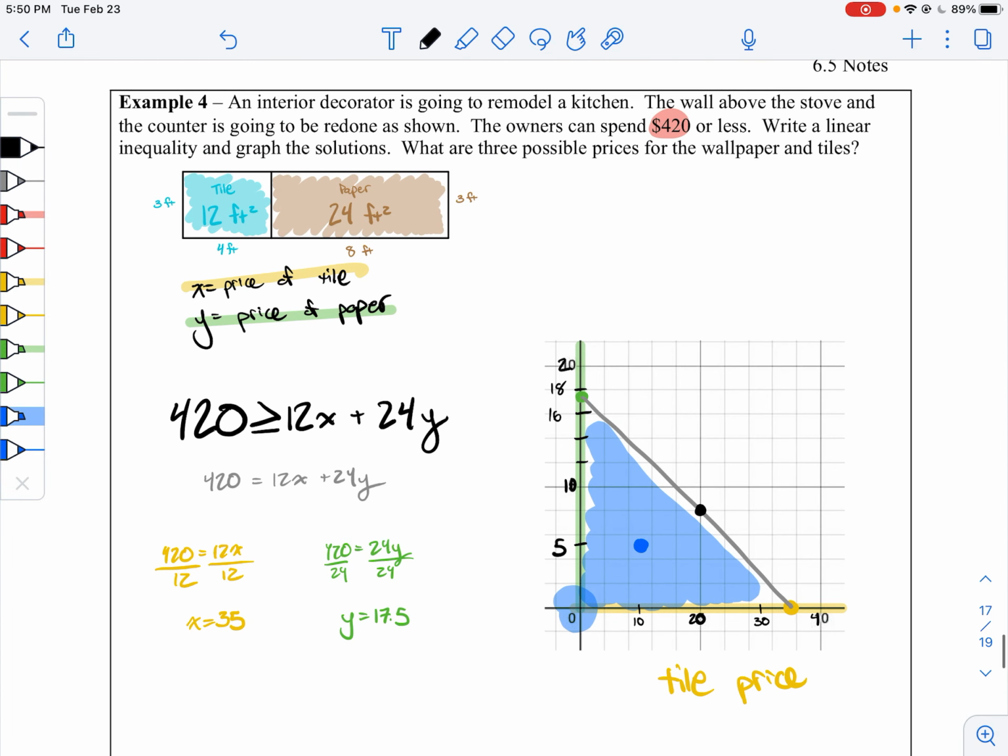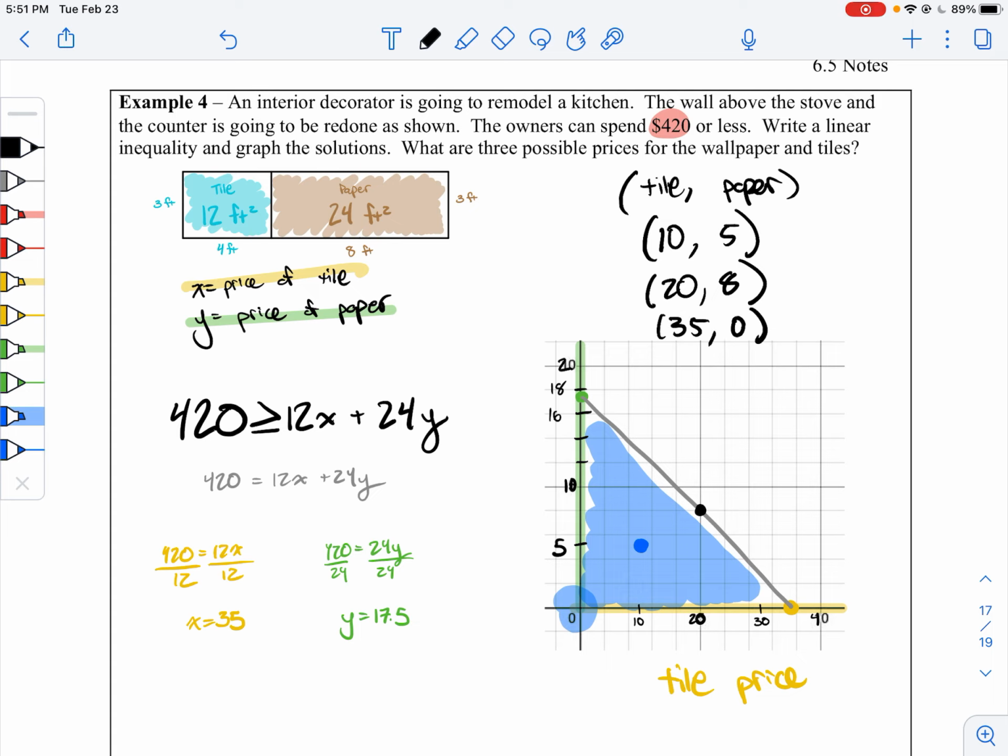I'm so sorry. Okay. So again, we've got tile followed by paper. If we spend, over 10 up 5, $10 per square foot on tile, we can spend $5 per square foot on paper. If we spend $20 per square foot on tile, we can spend $8 per square foot on paper. If we spend, let's go all out, let's get free paper. Okay, if we spend $35 on tile, we will have nothing left for our paper budget. Hopefully it will be donated.